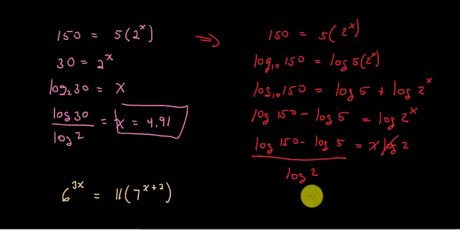And by the way, this is a minus sign, right? So look, I could say log base 10 of 150 divided by 5, which gives me 30. So log base 10 of 30 divided by log base 10 of 2, and you could plug those into your calculator immediately without doing the change of base formula.